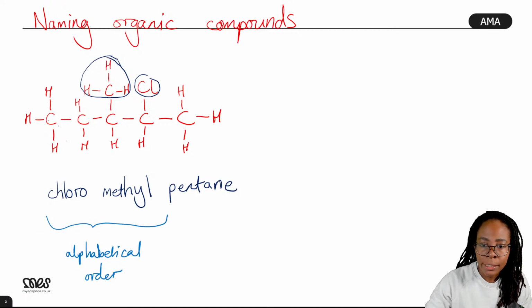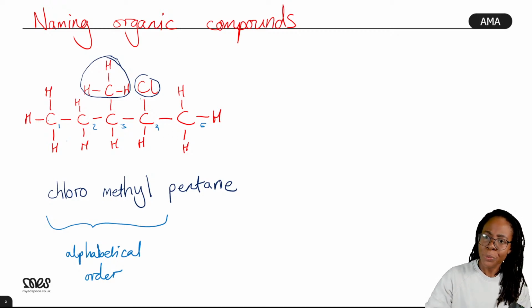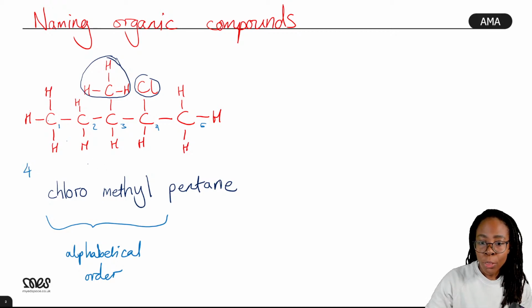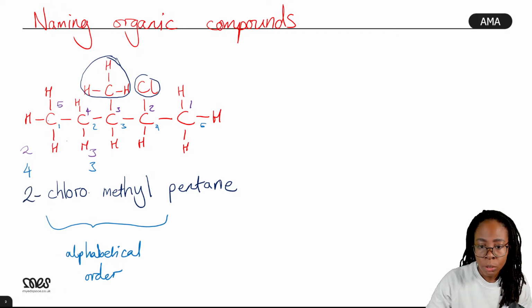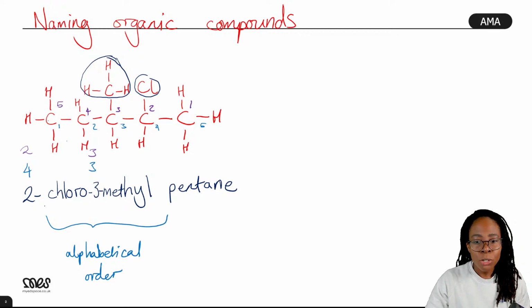If we numbered from left to right, then we can say 1, 2, 3, 4, 5, and then that would give us 4-chloro, 3-methyl pentane. Or if we numbered from right to left, making this carbon 1, 2, 3, 4, and 5, we get 2-chloro, 3-methyl. Absolutely, A. So right to left will be our preferred option here because that gives us our smallest number. So this would be 2-chloro-3-methylpentane. Notice that between letters and numbers, we put just a hyphen to separate them.